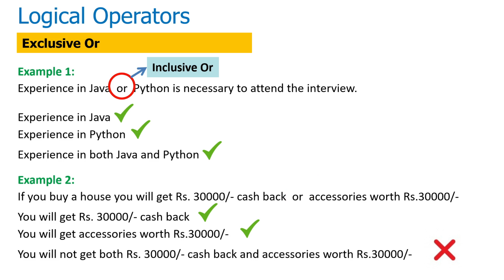That's why the or mentioned in this statement is called as an exclusive or, because choosing one option excludes the other options. But in the case of inclusive or, choosing one option will not exclude the other options. That's why the or that is mentioned in example 2 is an exclusive or. It excludes the other options when you choose one option.